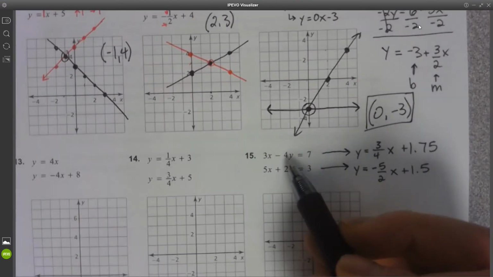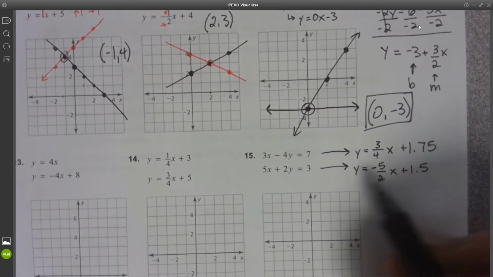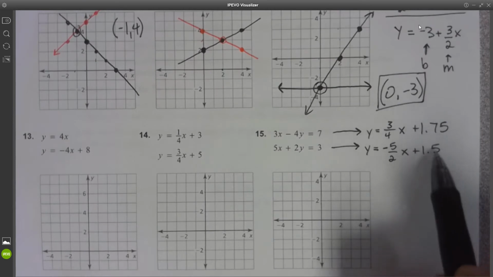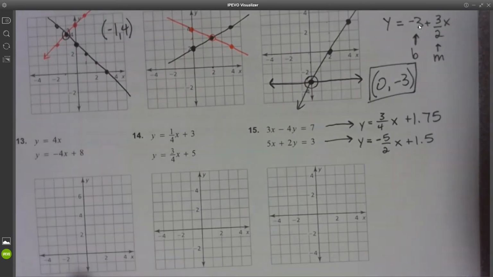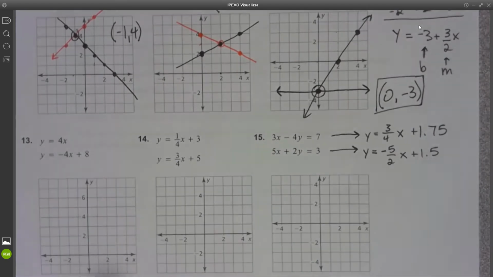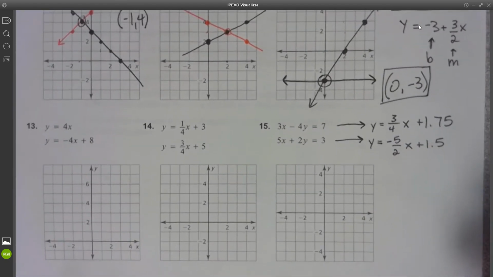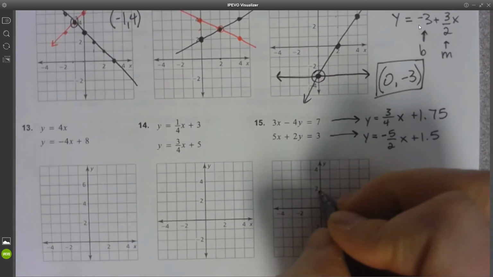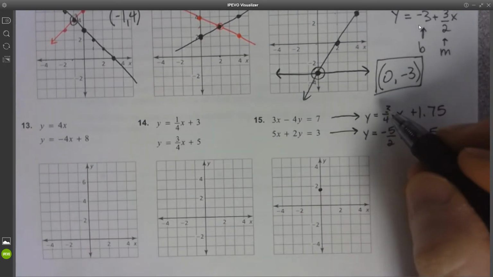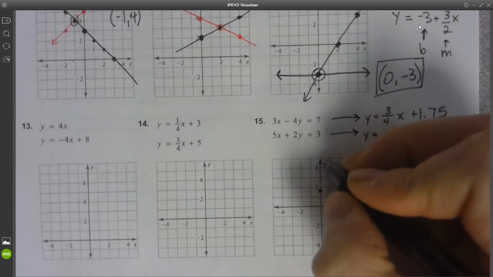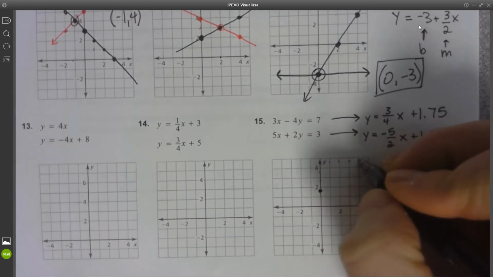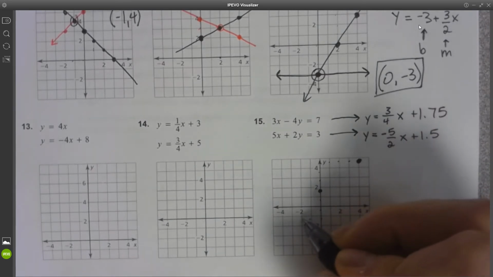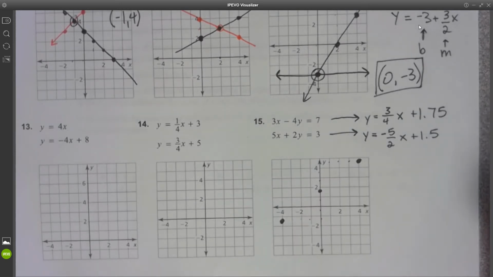So when I simplified both equations into slope-intercept form in number 15, it was kind of obnoxious because both of my y-intercepts are in decimal form, not whole numbers. So trying to graph this is a little bit tough, but let's give it a shot. The first one starts at 1.75, so about there, and it would rise 3 and run 4. So 1, 2, 3, 1, 2, 3, 4, and 1, 2, 3, 1, 2, 3, 4 would be the other point on that line.